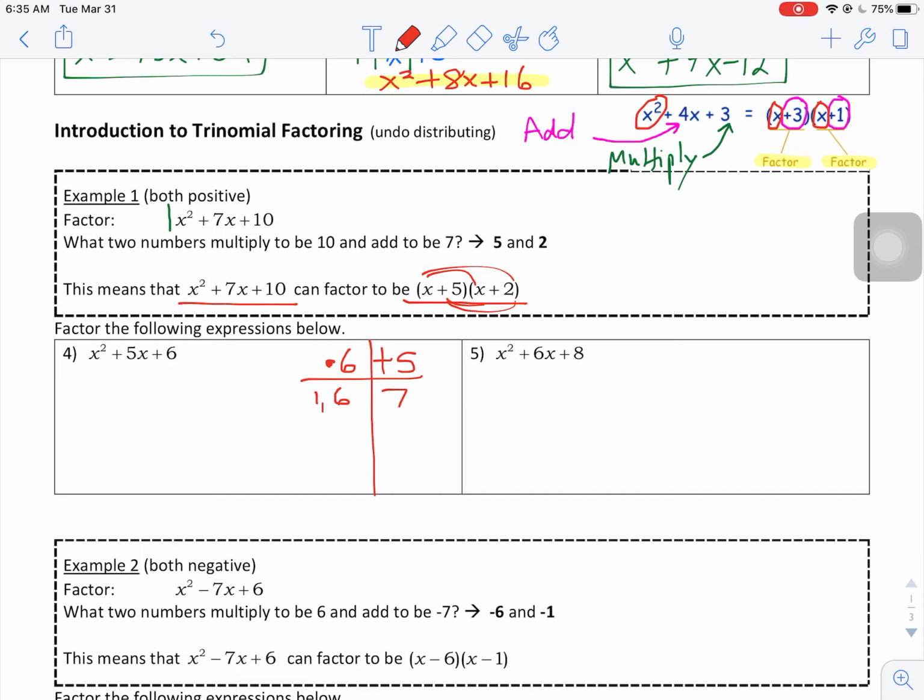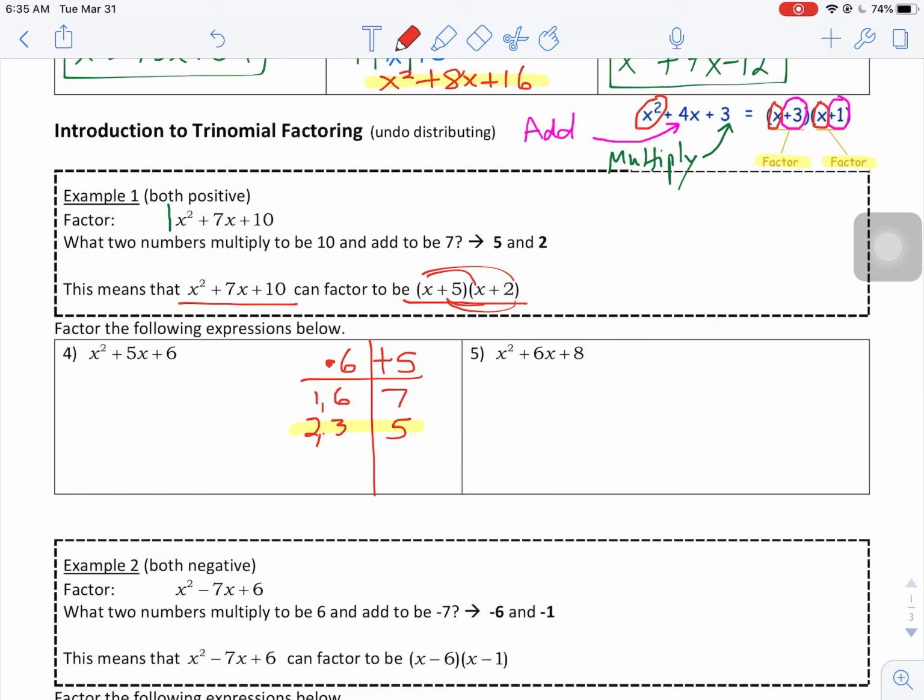So then try 2. I always start at 1, try 2. So 6 divided by 2 is 3. 2 plus 3 is 5. So yes, this does work. Those are my two numbers.